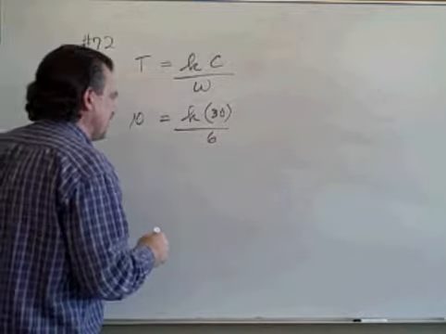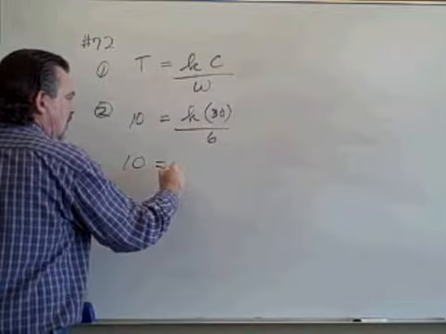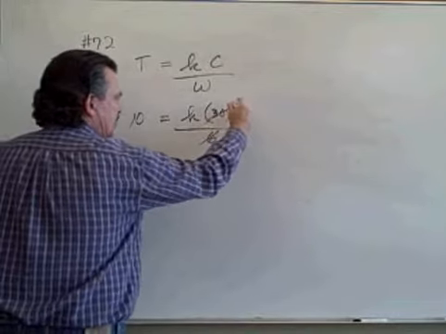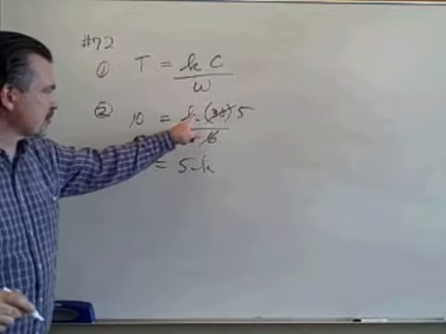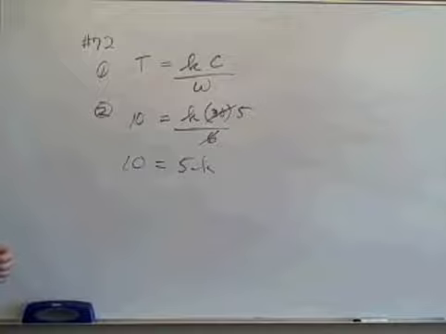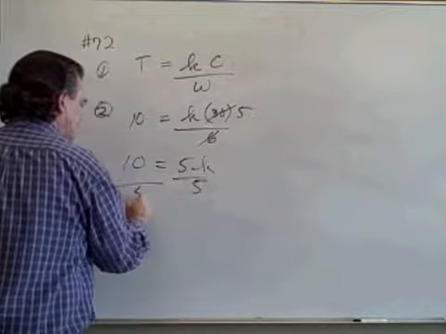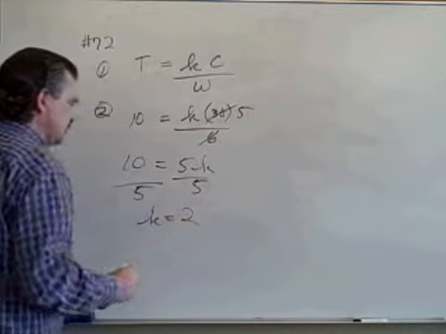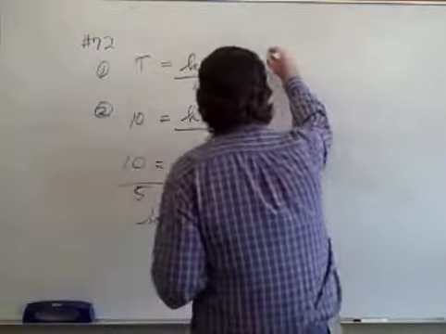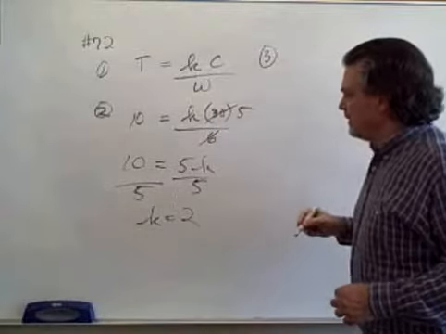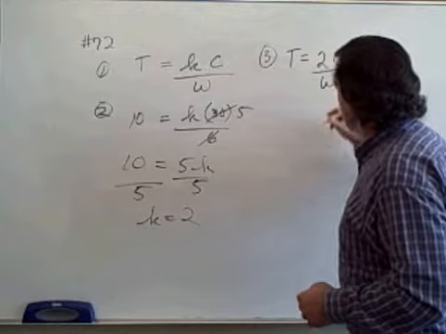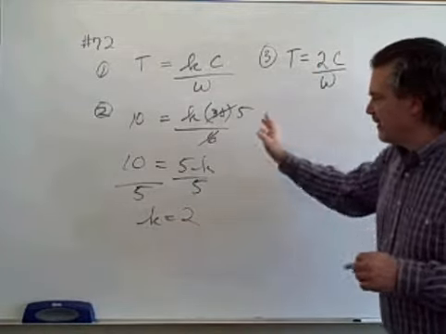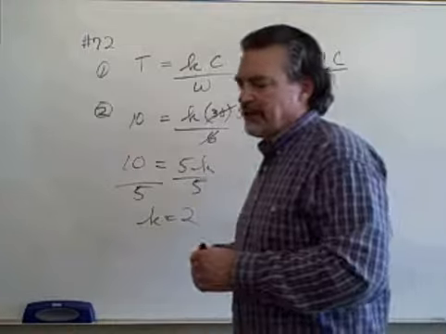Now I can find my K value. That's multiplication. Can't I cancel when it's multiplication? I just can't cancel when it's addition and subtraction that join those two items. And now we divide both sides by 5, so we get our K value equal to 2. So the specific equation that comes into play here is that T equals 2C over W. We found our K value from the specific example they gave us.